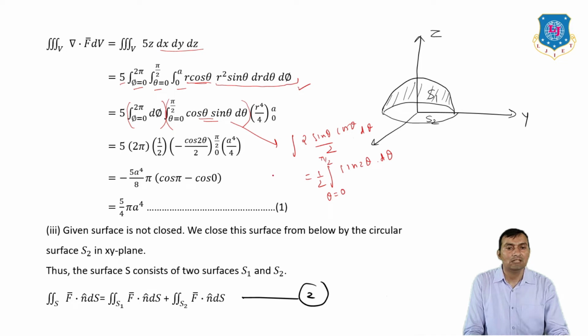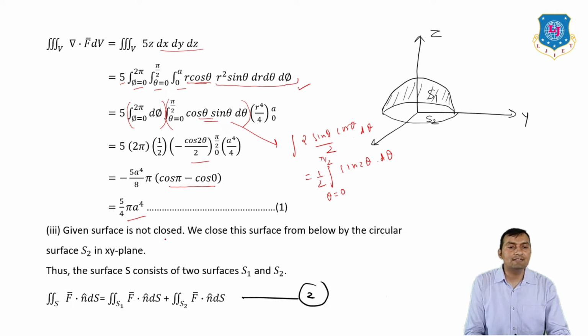So whenever you perform integration, it will be minus cos 2 theta divided by 2 over 0 to pi by 2, and after putting the limit you will get this one. So at the end, after simplifying, you will get 5 by 4 pi e raised to 4.